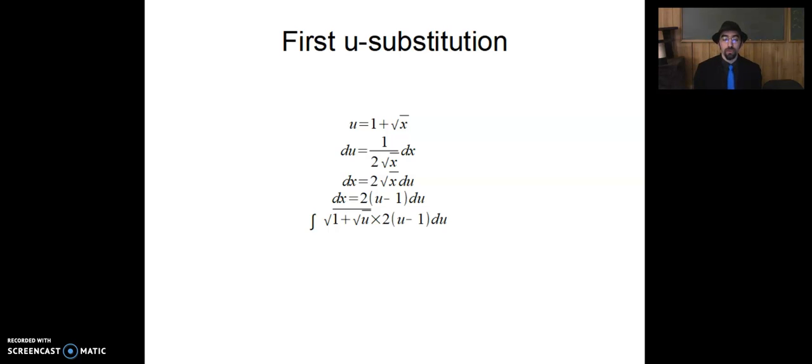The next thing we'll point out is that to get this entirely in terms of u, if u equals 1 plus square root of x, then square root of x equals u minus 1. So this 2 square root of x becomes 2 times u minus 1. So dx equals 2(u minus 1) du. Now we have the integral of square root of 1 plus square root u times 2 times u minus 1 du. And you'll notice we've simplified down our square root expression.